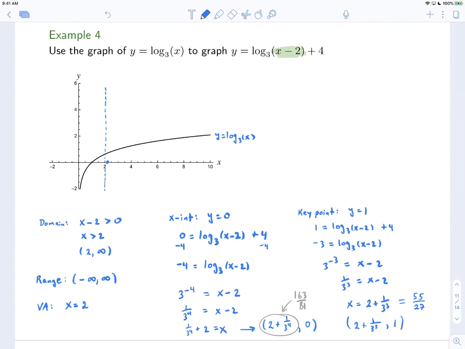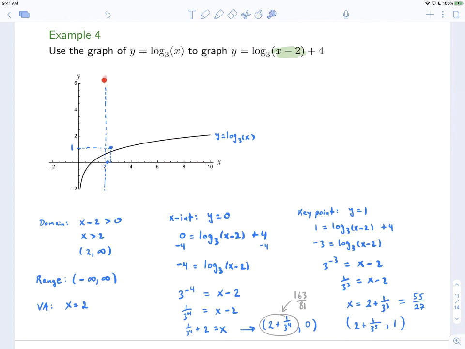Now again, this value is only slightly bigger than 2, but it's also slightly bigger than our x-intercept, because there it's 2 plus 1 over 3 to the 4th. 1 over 3 to the 4th is smaller than 1 over 3 cubed, because 3 to the 4th is bigger than 3 cubed. So this is when y is equal to 1, which is right here. So x is just slightly bigger than what it was for the x-intercept. So it's going to put us right about there.